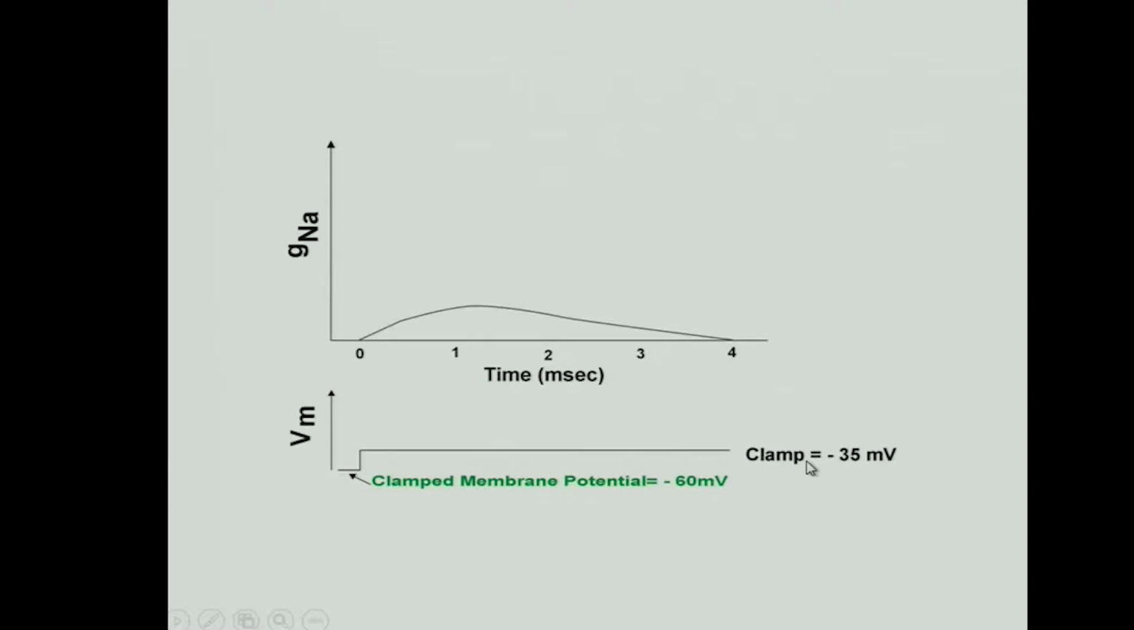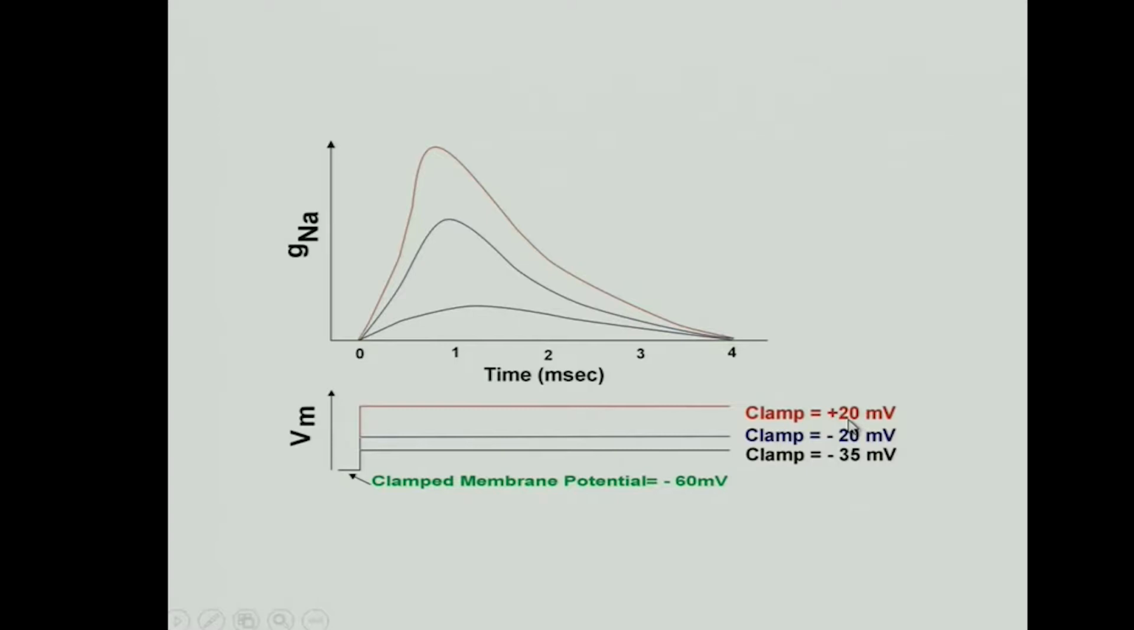So what you see is that when you change the membrane potential from minus 60 to minus 35, there is a change in the sodium conductance or sodium permeability. If now you repeat this, but instead depolarize the cell to minus 20 millivolts, you see that there is an additional change in sodium conductance. And if you change the membrane potential to plus 20 millivolts, the change in sodium permeability is even greater. So what this experiment clearly shows is that the greater the depolarization, the greater the permeability.